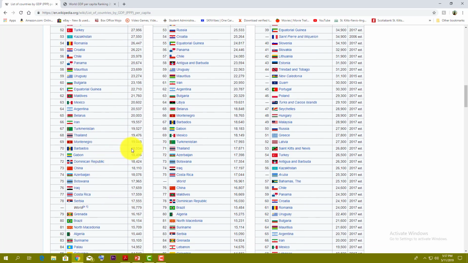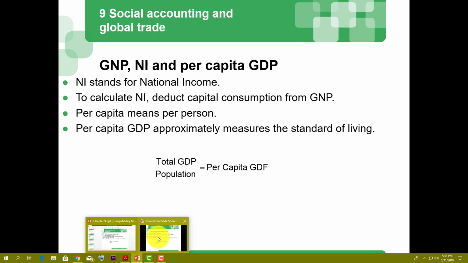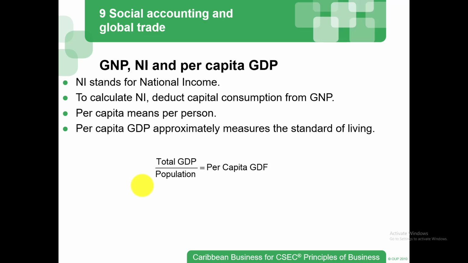Now there's a problem with this ranking because, as you can see, this does not show how the money is distributed. For example, they have here Trinidad and Tobago again, rank 41, $32,254 per person. Now, the reality is you might have an upper class earning the majority of the money and a lower class who's not really making much money. So even though they can use it as a loose measure of standard of living, it doesn't really paint the true picture. That's one of the problems with using GDP per capita as a measure of standard of living. It can be used, but it still has its drawbacks.